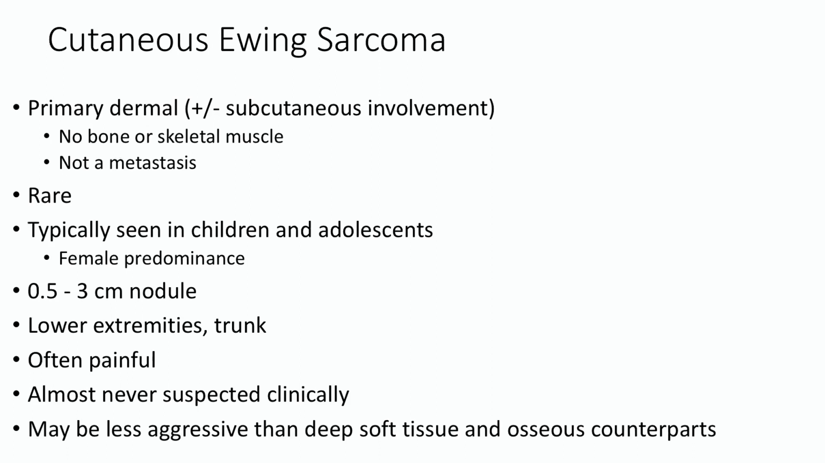and this is indeed a cutaneous Ewing sarcoma. So it does happen in the skin. It can arise primarily in the dermis or the subcutis without bone or skeletal muscle involvement, and you have to make sure it's not a metastasis. These are rare. Now, usually you see them in children and adolescents. You don't usually see them in elderly patients, but the tumors don't read the books. And when they present in the skin, they tend to present as relatively small nodules.